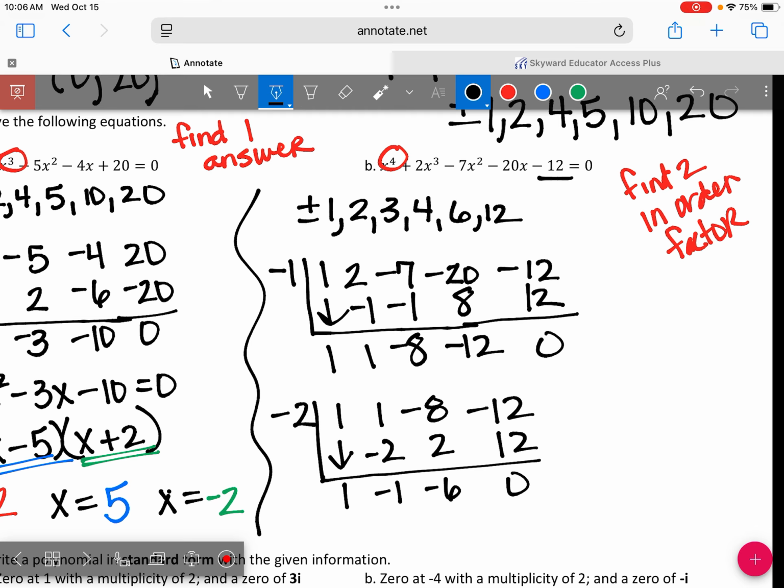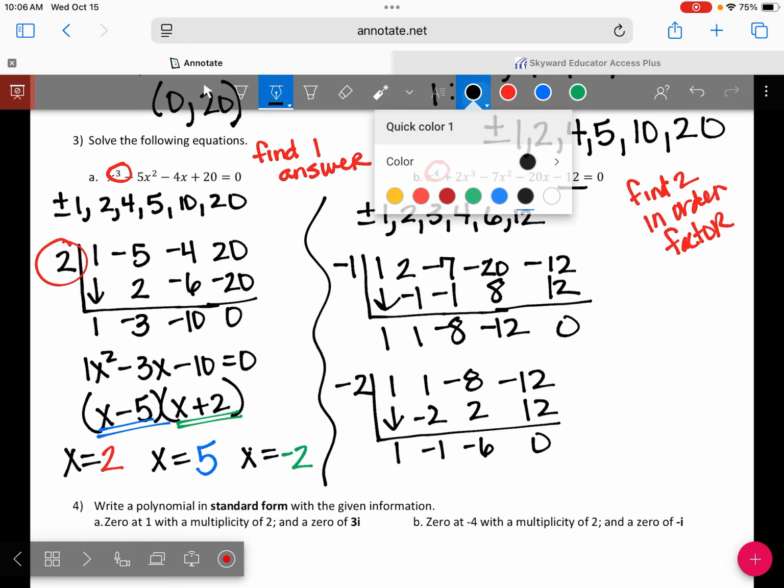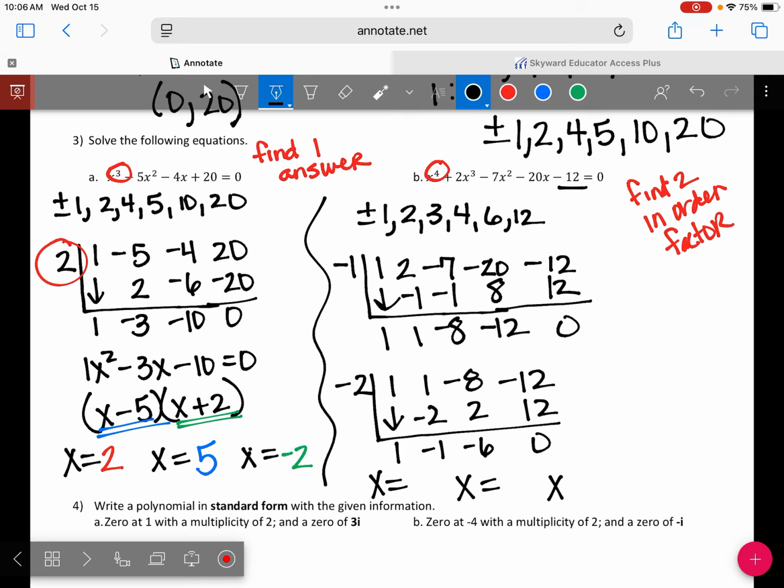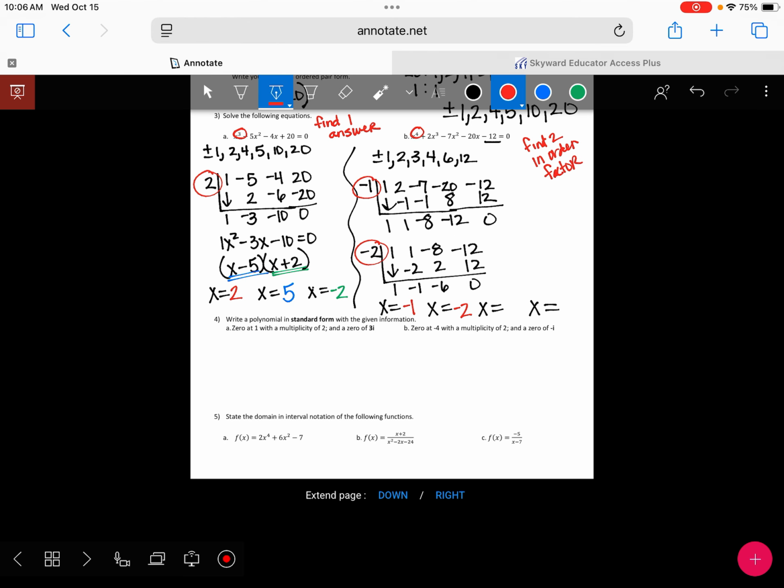So I have 2 answers so far. So I have x equals... I'm looking for 4 answers. So I figured out that I have -1 and -2. And now I need to factor to find my other 2.